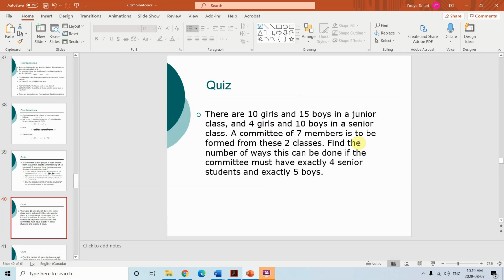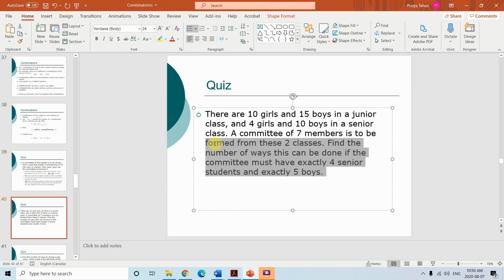There are 10 girls and 15 boys in a junior class and 4 girls and 10 boys in a senior class. A committee of 7 members is to be formed from these 2 classes. Find the number of ways this can be done if the committee must have exactly 4 senior students and exactly 5 boys. Okay, so again, I leave it up to you to do this.